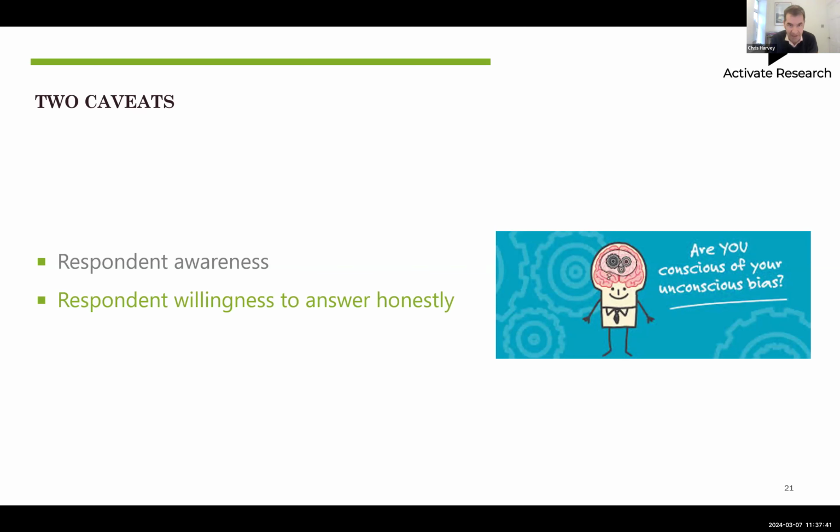The second key caveat to be aware of is that respondents, depending on the bias we're asking about, are not always necessarily willing to answer honestly or to own up to being influenced by a particular bias. However, we do have a solution in quantitative research for getting around these particular caveats. And I'm going to finish this section with a quick demonstration of that.